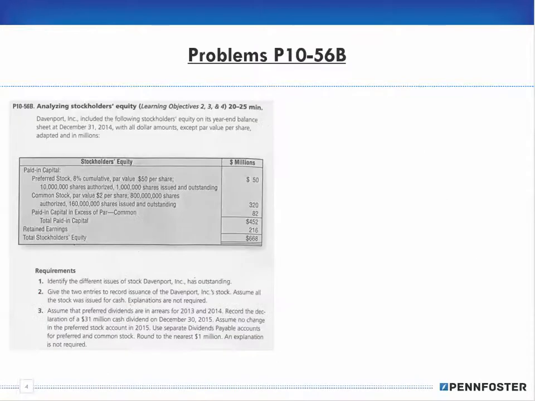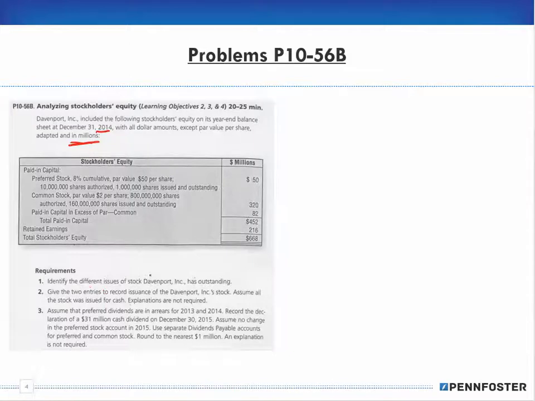All right, so next problem. Analyzing stockholders' equity. This is very similar to the previous problem, except it's just presented from a different point of view. Okay. So it says here Davenport had the equity on its balance sheet at December 2014, in dollar amounts, except par value per share, adapted in millions.